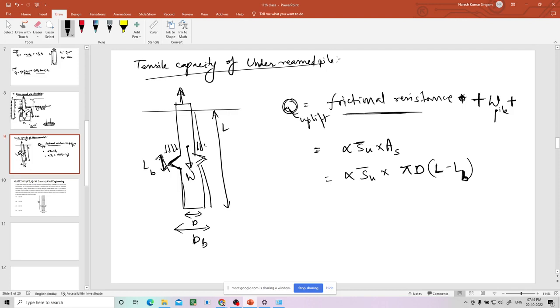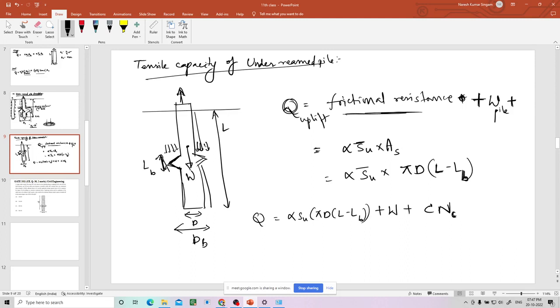So what is the bearing? Let me write again. Alpha SU pi d (L minus LB). This is frictional resistance, then weight of the pile, then bearing resistance in downward direction. CNC, we know that CNC is the bearing resistance.